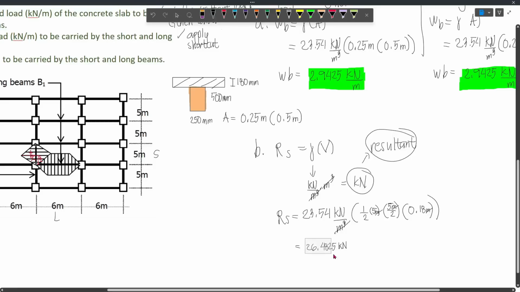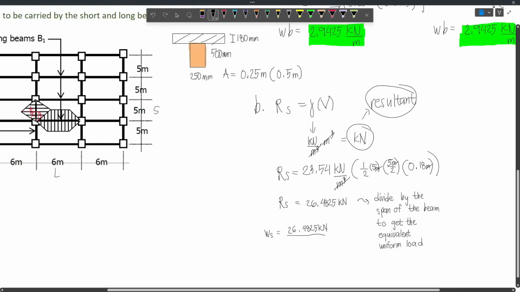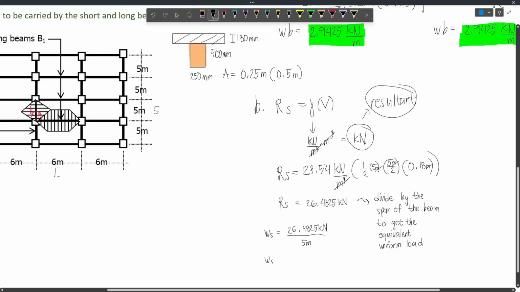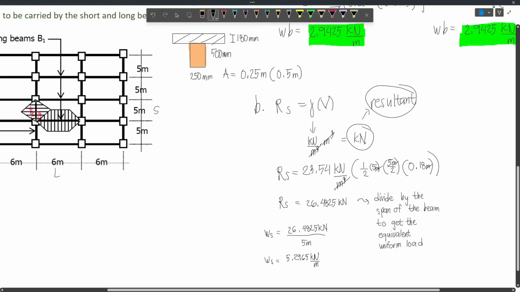Now, after nito, we will divide this by the span of the beam para makuha natin yung equivalent uniform load. And so, let's just label this as the weight of the slab. Now, that will be 26.4825 kN divided by the span of the beam, which is, along the shorter side, 5 meters. Kasi diba, ito yung kinoconsider natin. And so, Ws will be 26.4825 divided by 5 will give us 5.2965 kN per meter. Ito na yung answer natin for letter B for the short beam.